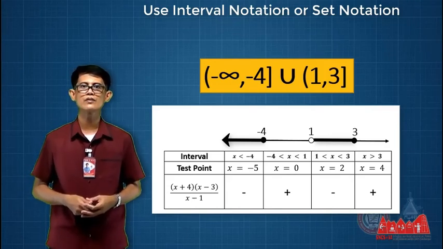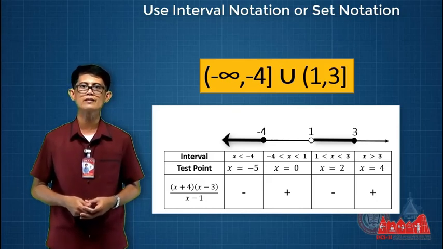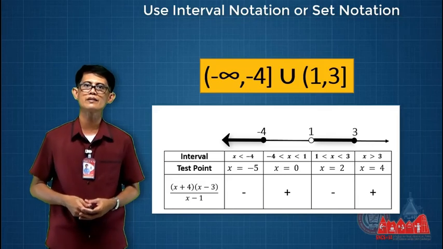Because 3 is included, we put a bracket. We use brackets for negative 4 and 3 because they are included as part of the solution. 1 is open, so we use parentheses. And of course, infinity uses parentheses all the time.